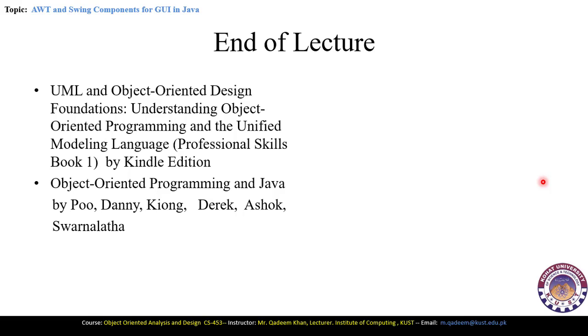Now, dear student, this is the end of the lectures. These are two important books for you. You should study these books. This book is Object-Oriented Programming and Java by Danny Coyle, Derek, and Ashok Srivastava. So you should study this book. And also, if you want to study UML and object-oriented design foundations, you need to study these books: Understanding Object-Oriented Programming and the Unified Modeling Language. And this is a very good book for UML professional skills, book 1, in Kindle edition.